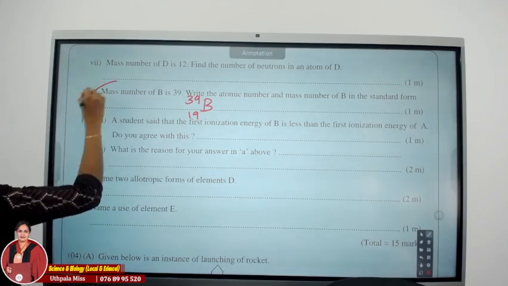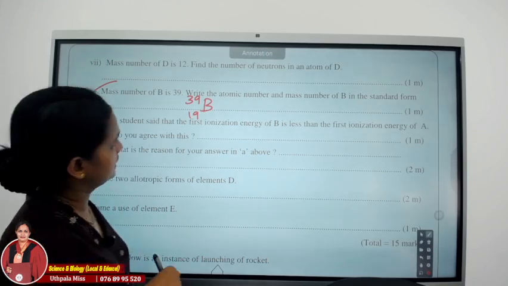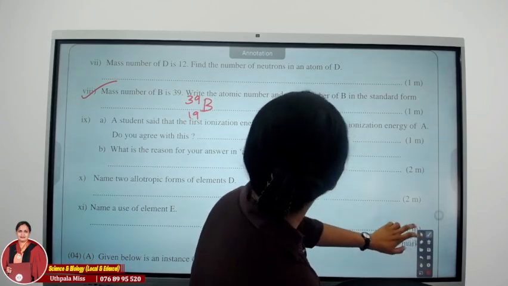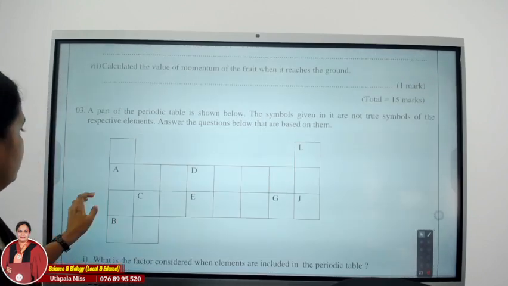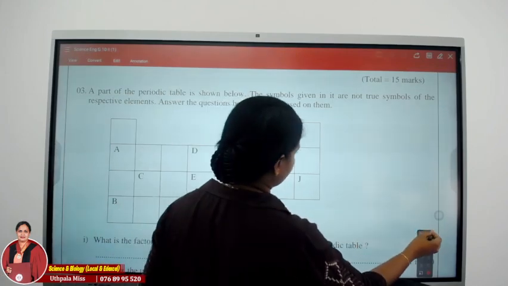A student said that the first ionization energy of B is less than the first ionization energy of A. Do you agree with this? What is the reason for your answer? He says B has less first ionization energy than A. Where is B? Do you agree?